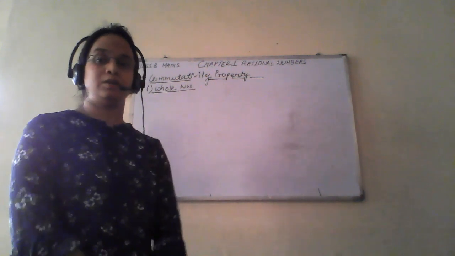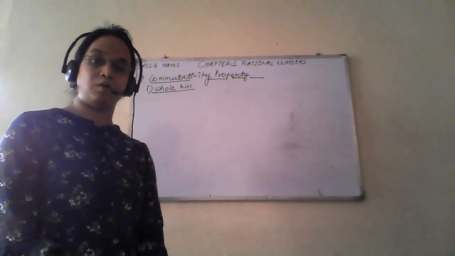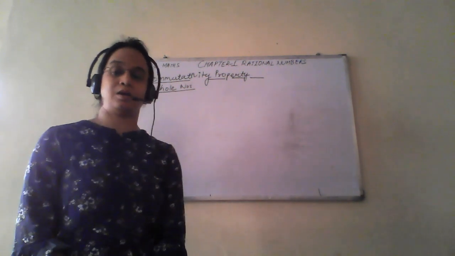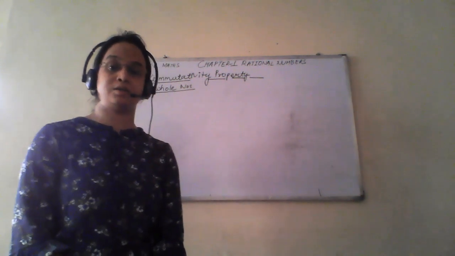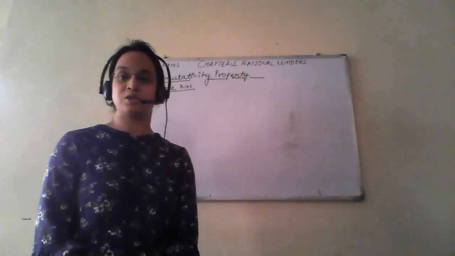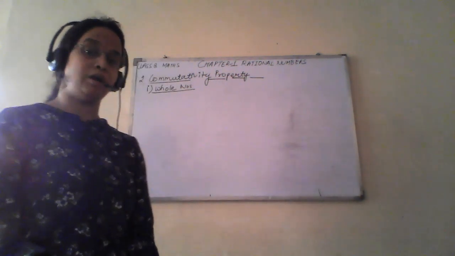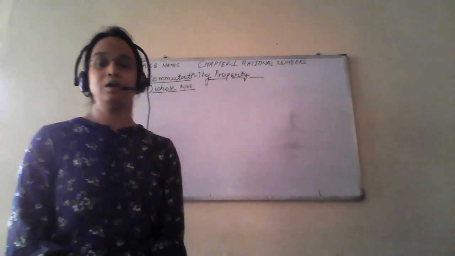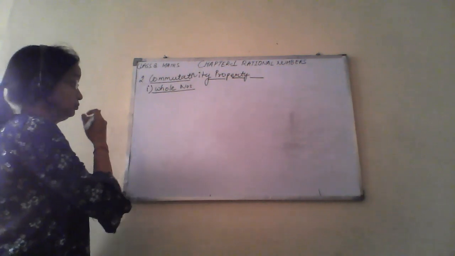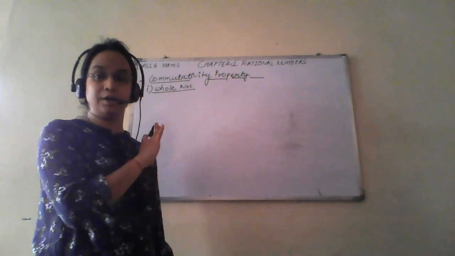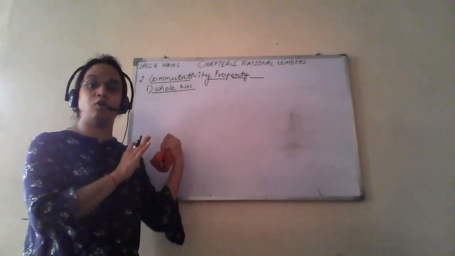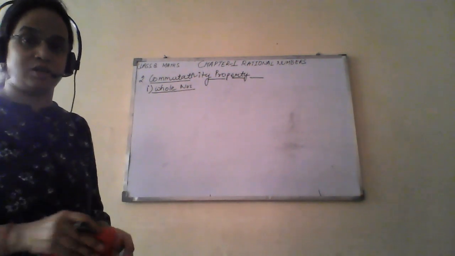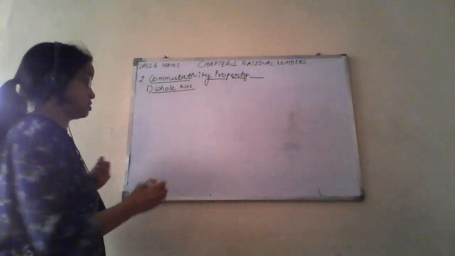Hello everyone. In our previous video we discussed the closure property on whole numbers, integers and rational numbers under various mathematical operations, that is addition, subtraction, multiplication and division. In this video we will continue our discussion with the commutative property, or commutativity. We will proceed in a similar way as we did with the closure property, checking it on whole numbers, integers and rational numbers in the same sequence.